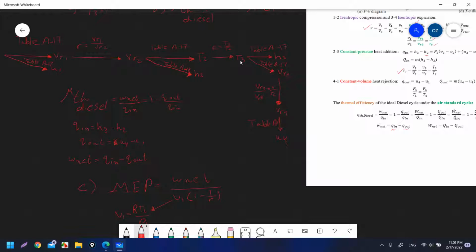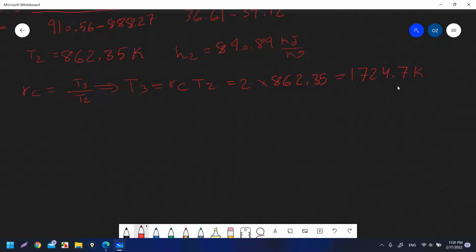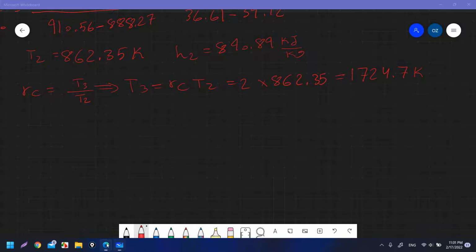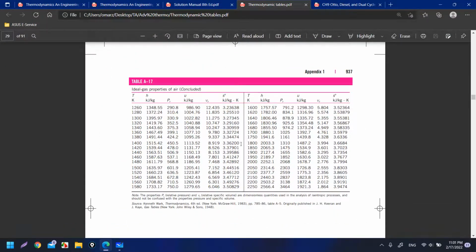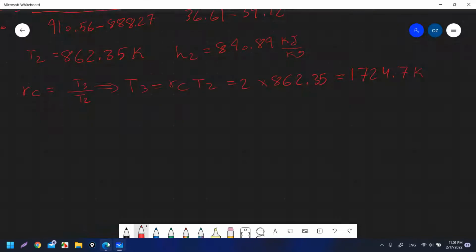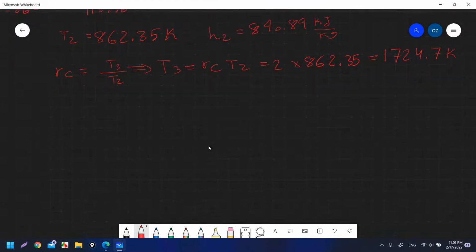Then from T3 I want to find h3 and vr3 using table A17. So I will search for this temperature, 1724.7, in table A17. It is between these two numbers, so I will make an interpolation in order to find the enthalpy and the relative volume. So let's do the interpolation.